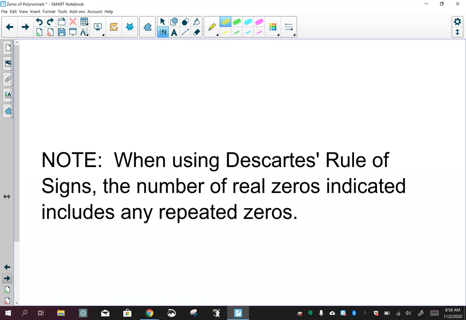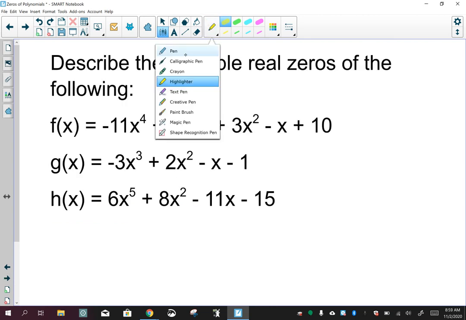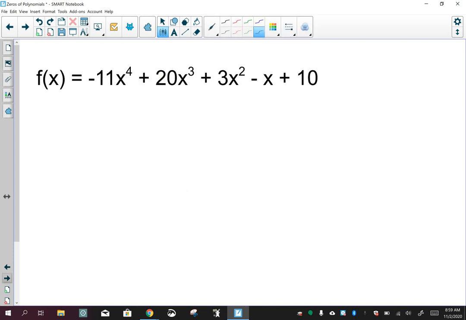When using Descartes' rule of signs, the number of real zeros indicated includes any repeating zeros as well. So it's going to include those as well. So describe the possible real zeros of the following. We're not actually going to find these. We're just going to describe the real zeros.